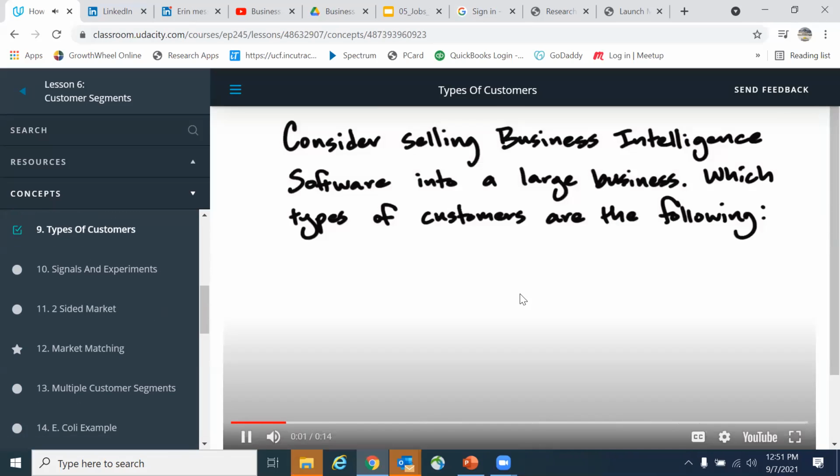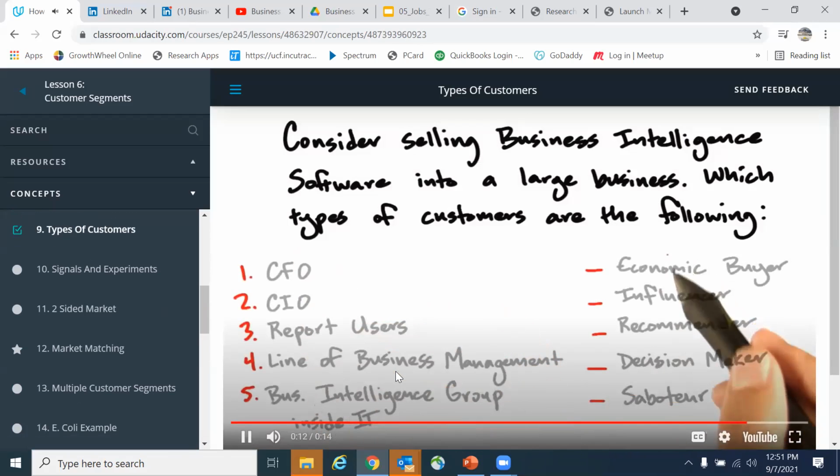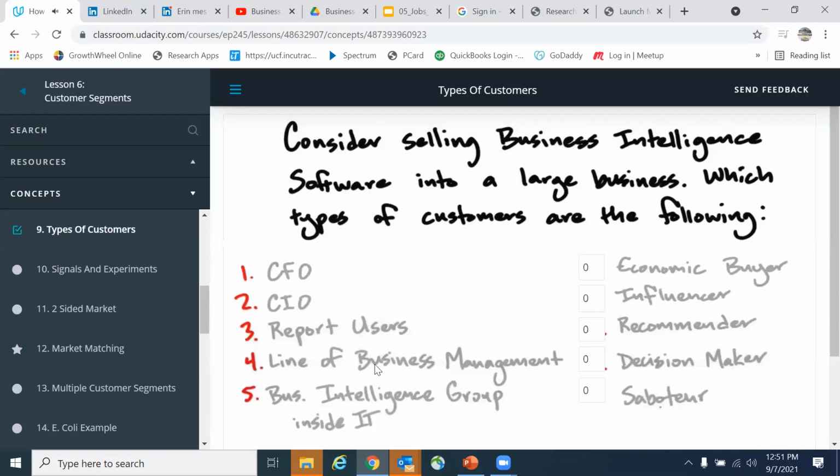So for this quiz, let's consider an example where you were selling business intelligence software into an enterprise customer, a large business. Why don't you match the titles below with the roles of the customers? Oh, that's a quiz. So who wants to take the chance to do the quiz? Okay, consider selling business intelligence software into a large business. Which type of customers are they following?